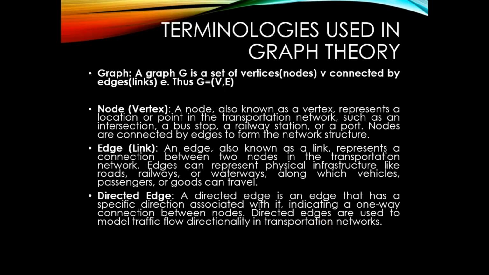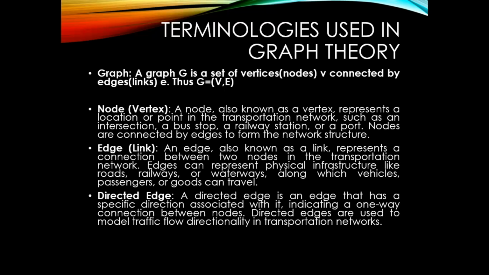So we also have what we call the node. The node, as I said earlier, is also called a vertex. It's a point, a location, maybe in the form of a city or an intersection. These are what we call a node in a transportation network. Nodes are connected by edges to form the network structure. A node can stand on its own, the same way a link cannot stand on its own. So the coming together of the two of them is what makes a network.